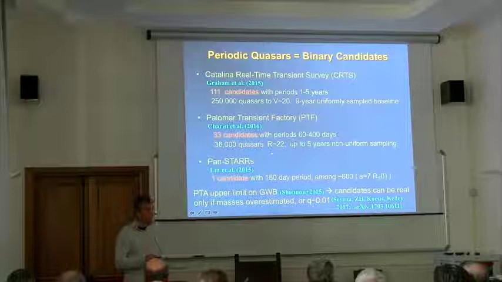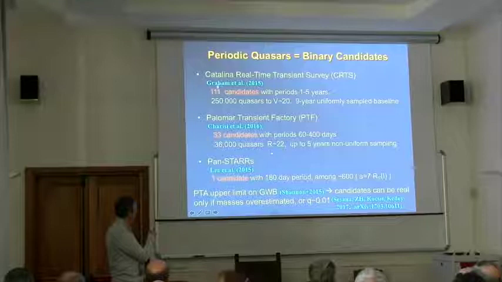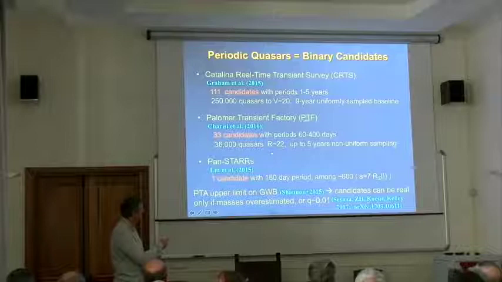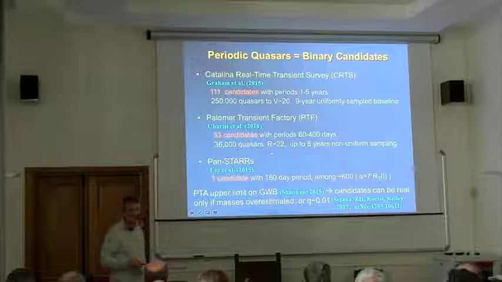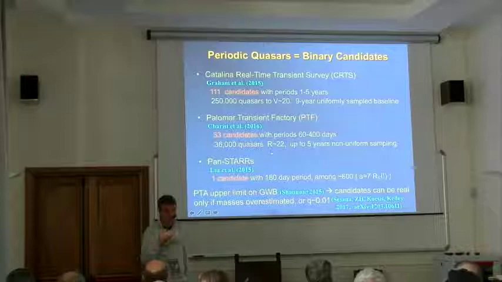We and another group at Caltech have recently done this, and the upshot is that the Caltech people looked at 250,000 quasars and found 100 candidates which are periodic. We looked in another survey, the so-called Palomar Transient Factory, which had 36,000 quasars, which go somewhat fainter but cover a smaller area, and we found 33 candidates. So we have 150 quasars now which look periodic, and they're candidates for being such binaries. And they look like this.